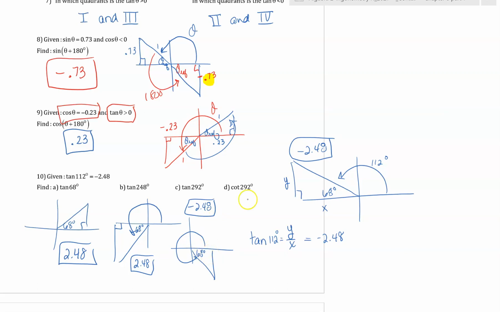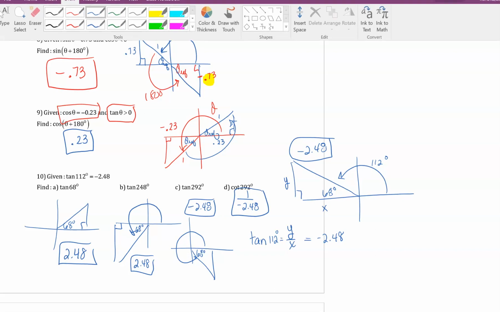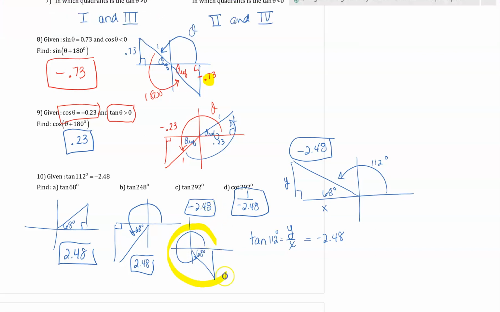Now go ahead and try the cotangent of 292. Looking at the same picture now, could you find the cotangent? Go ahead and pause the video and give it a try. Looking at this angle, 292 degrees, notice the cotangent is 1 over tangent. So you would have to do 1 divided by negative 2.48.